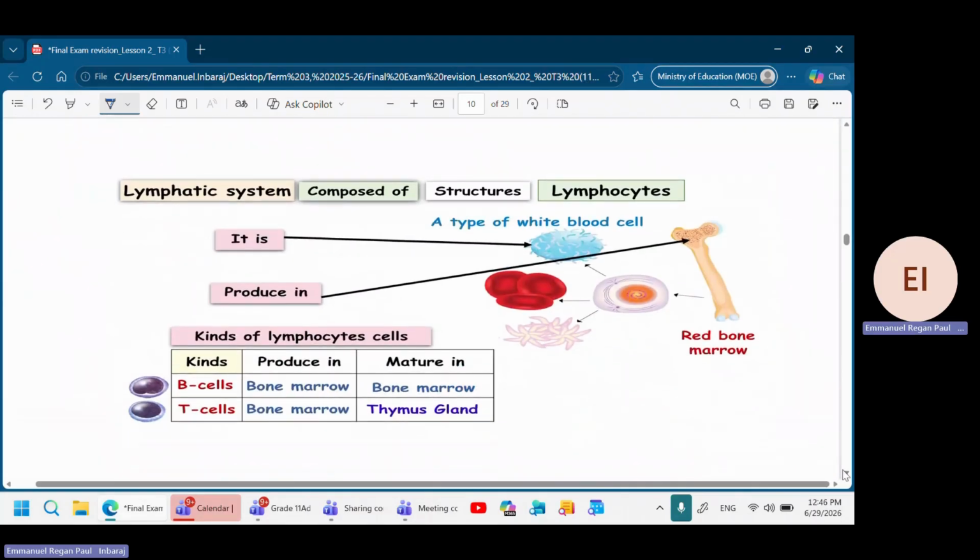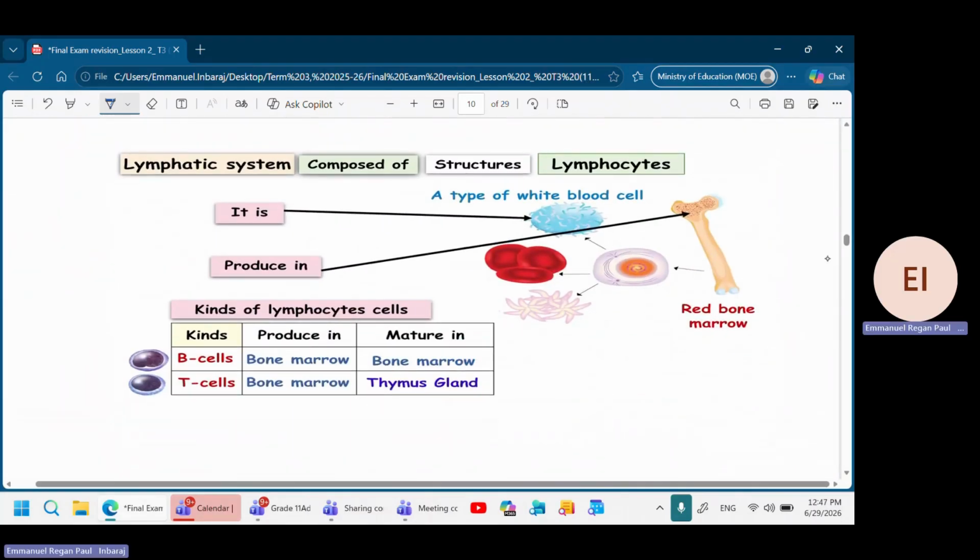Okay, again another thing. See, the bone marrow produces lymphocytes. We know that the bone marrow produces lymphocytes. Now, there are two types of lymphocytes: the B cells and the T cells. Remember, B cells, T cells. Why is it called B? Because of the bone marrow. Why is it called T cells? Because of the thymus gland.